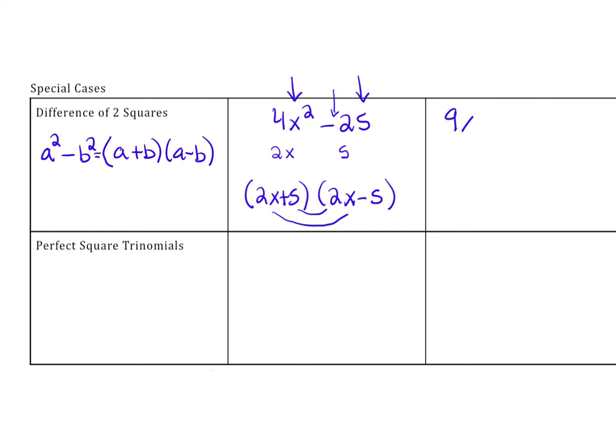So let's do one more. 9x squared minus 49. Square root the first term. Square root the last term. 3x plus 7 times 3x minus 7.